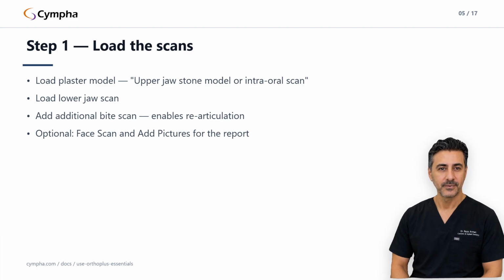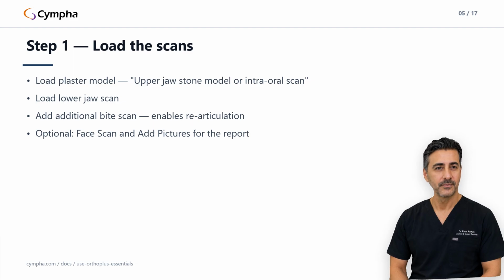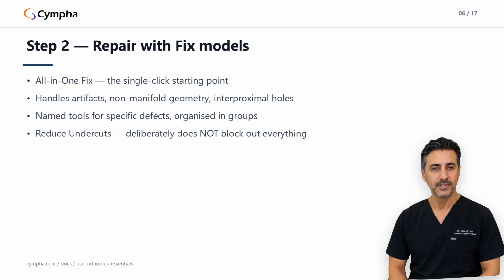When it isn't, the toolbox carries individual named operations organized into groups. Among them, mesh optimization, fill holes, remove non-manifold, plaster model skin cleanup, remove attachments or brackets, and smart fix.